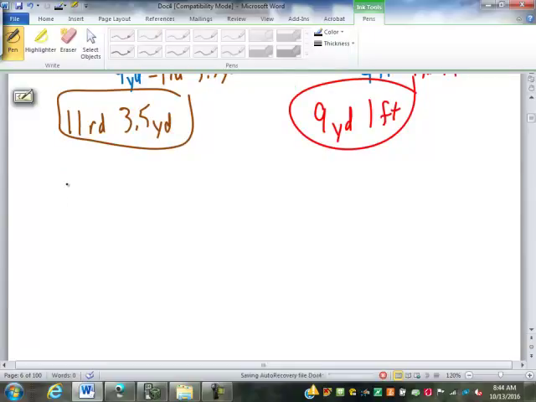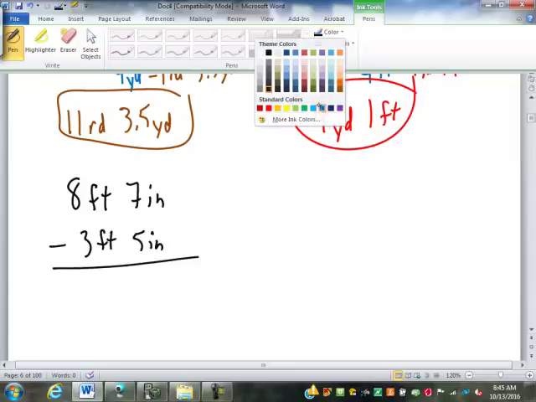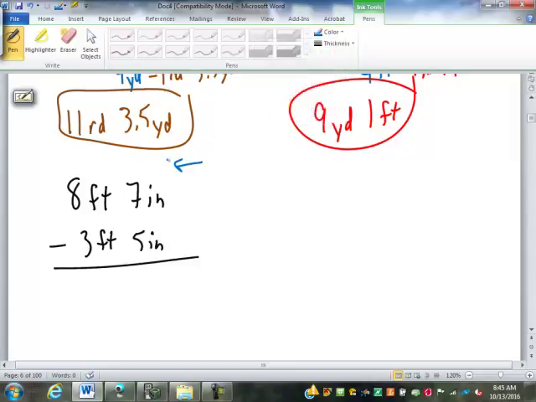Subtraction works the same way. We can have 8 feet, 7 inches, minus 3 feet, 5 inches. Again, just like whole numbers, we start on the right and we work our way back to the left. 7 inches minus 5 inches is 2 inches. 8 feet minus 3 feet is 5 feet. Again, it doesn't stay that simple.